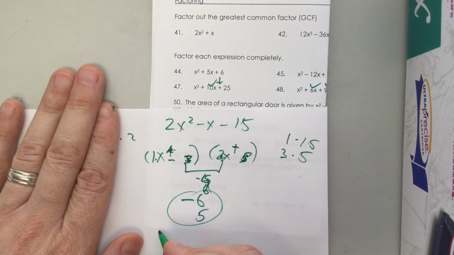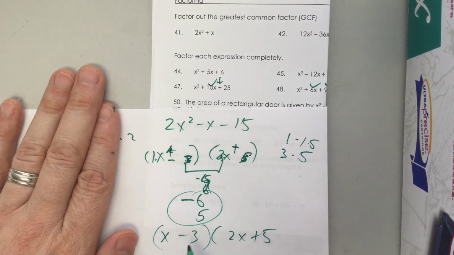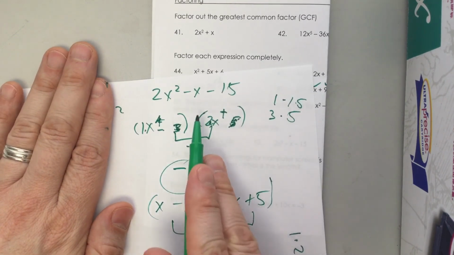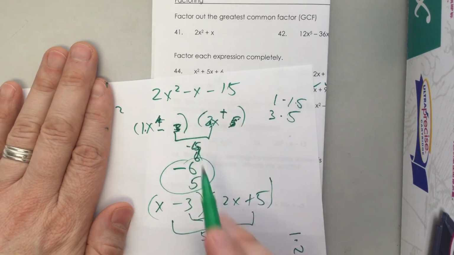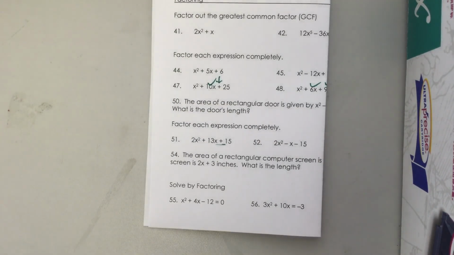I'm going to rewrite it. x minus 3, and 2x plus 5. I multiply them to get negative 15 on the end. I combine them to get negative 1 in the middle. Negative x, actually, negative 1x. There you go. So that's the answer to that one. Okay, we will do more on the next video.